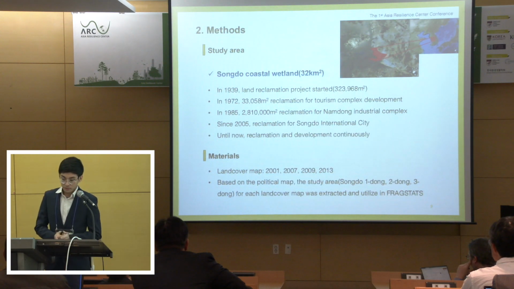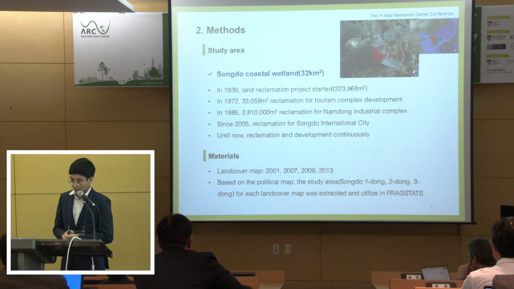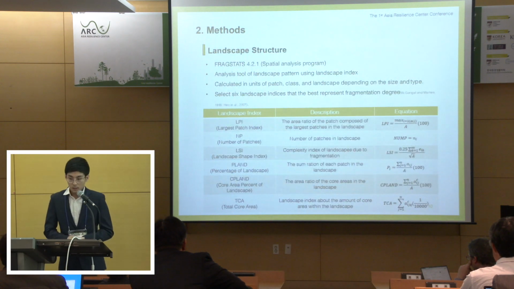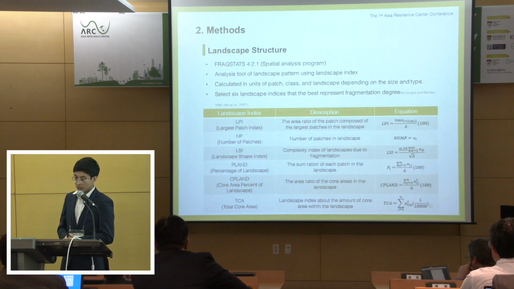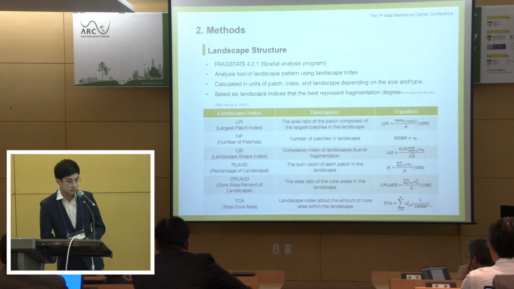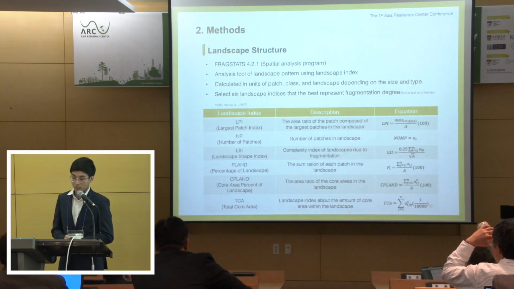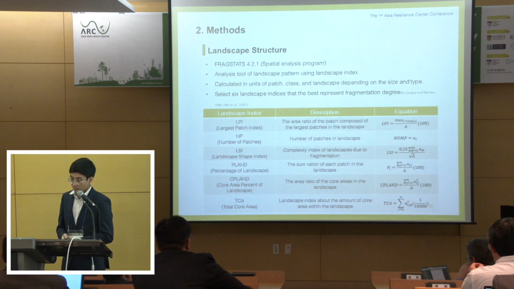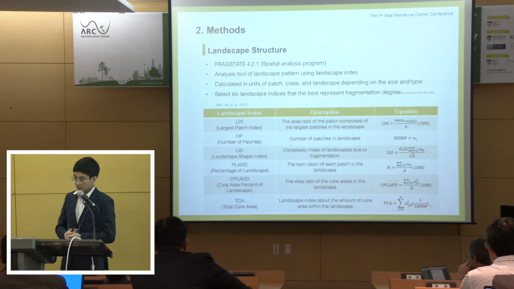Our study site, as I mentioned, is the Songdo coastal wetland in Incheon metropolitan city. History is this, and we used the 4-year land cover maps: 2001, 2007, 2009, and 2013. Two main methods are used in our research. First is a landscape structure analysis tool, FRAGSTATS. The FRAGSTATS tool analyzes landscape pattern using landscape indices. And then we selected 6 landscape indices, as you can see, that best represent the degree of fragmentation.